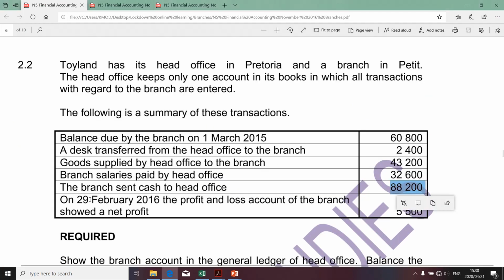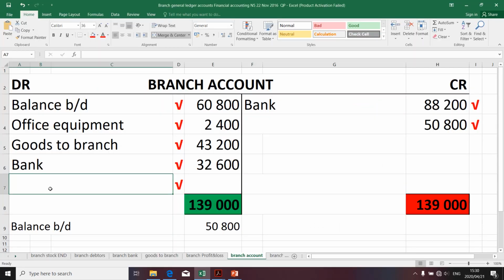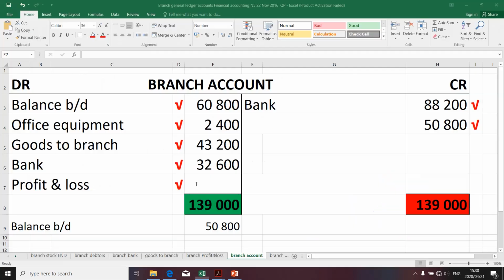Okay, moving along swiftly, the last transaction relates to the net profit. I'm going to call it profit or loss. I'm going to take it to the debit side as it increases the branch account. I'm going to call it profit and loss. I'm going to place the amount of 5,500.